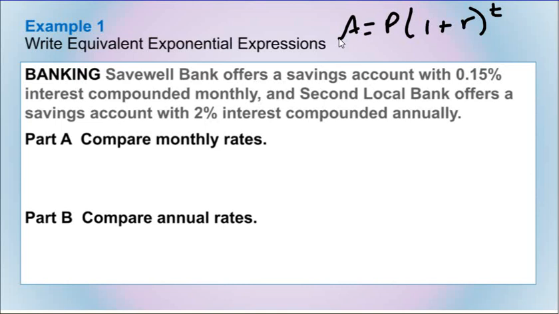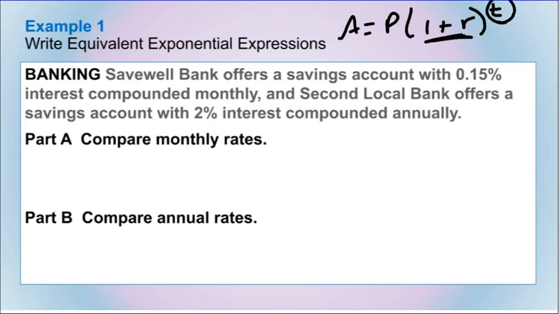And we always want to make sure that our final exponent is just 1t. That means we're going to have to transform this inside a little bit. So our first question: Savewell Bank offers a savings account with 0.15% interest compounded monthly, and a second local bank offers a savings account with 2% interest compounded annually. We need to compare the monthly rates first.